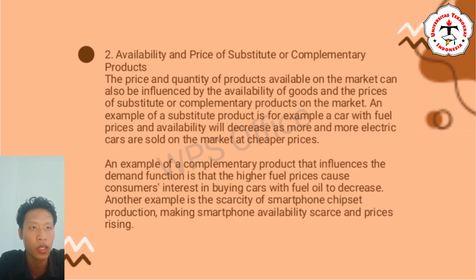An example of a common complementary product that influences the main good is that the higher fuel price causes customer interest in buying cars with fuel to decrease. Another example is the scarcity of smartphone chipset production, making smartphones scarce and prices rising.